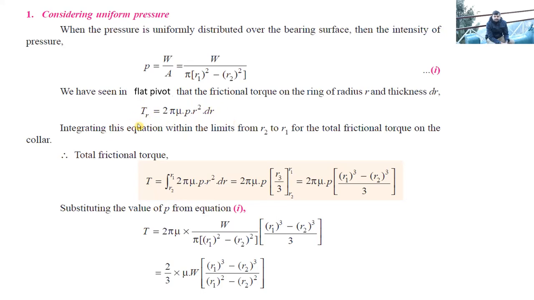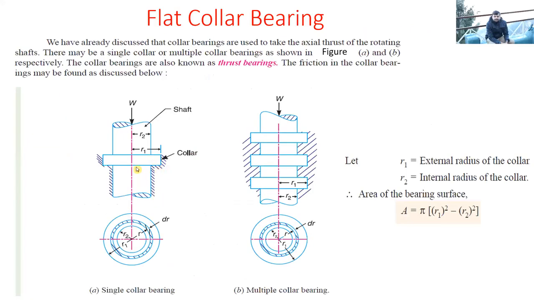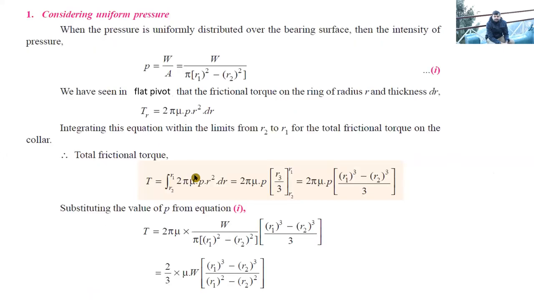Okay, now in order to get the frictional torque on the entire surface of the collar, we'll integrate it from R2 to R1. Previously we always had the upper and lower limits as R and 0, but in this case, the only surface coming into contact with the bearing is this collar. So we have to determine the frictional torque acting on this collar. The upper and lower limits will be R1 and R2 respectively.